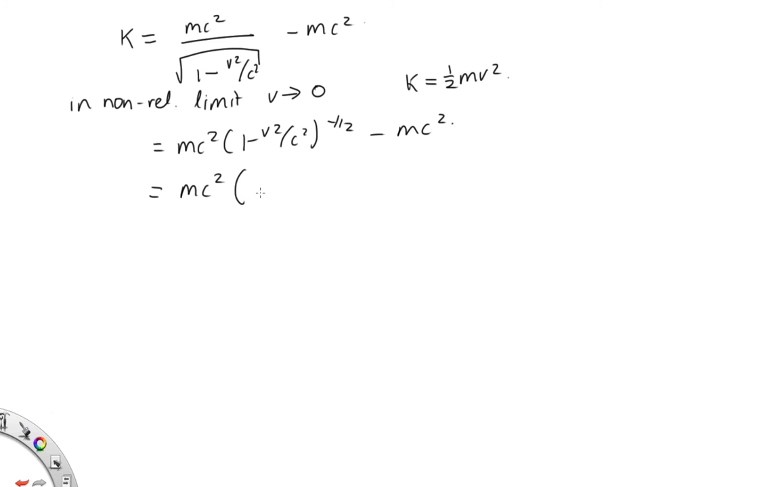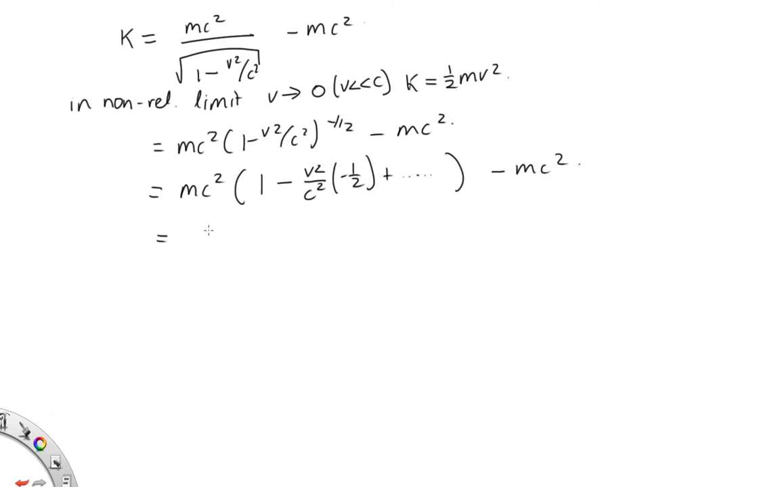Doing the binomial expansion, we end up with 1 minus v squared on c squared times this fraction, which is minus 1/2, and then there'll be other higher order terms, but they're much smaller as v is a lot less than c. And then that's minus mc squared.